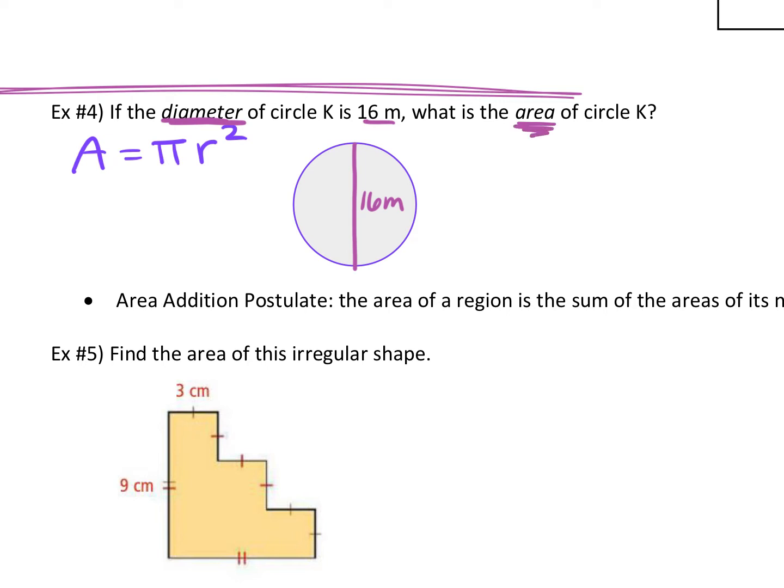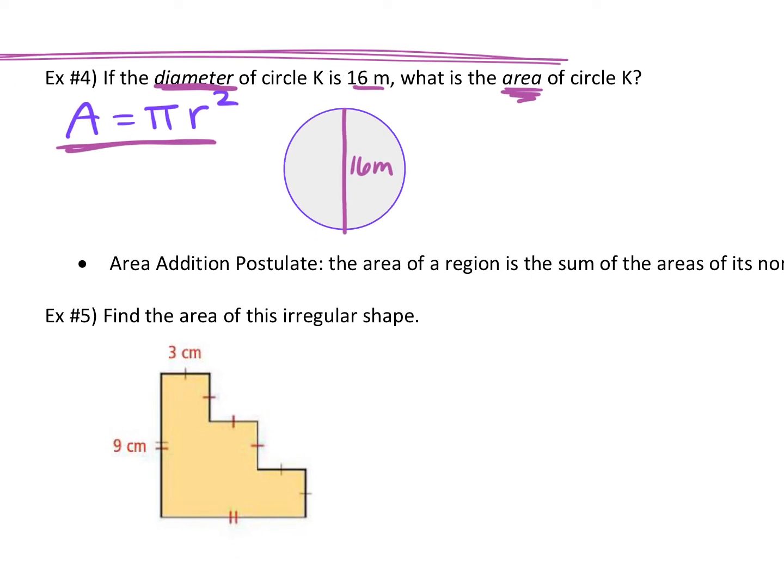So if the area formula is pi r squared, you first have to figure out what r is. R stands for radius. And what do you know about a radius? It's the line that cuts through the circle, but only halfway, right? This is a radius. So how long is our radius? It is 8. So the radius is always half of the diameter. If the diameter is 16, then the radius is 8 meters.